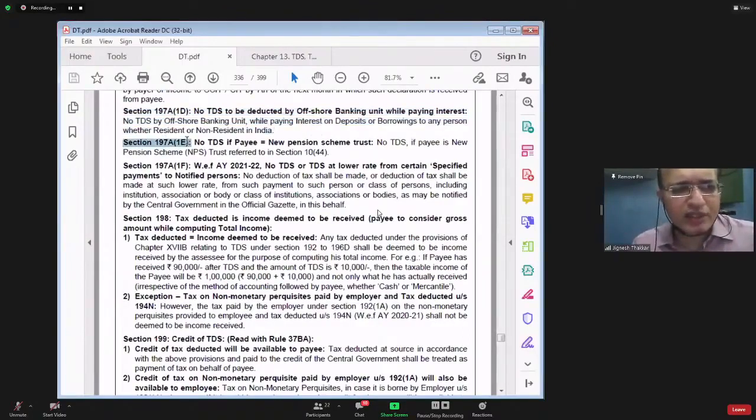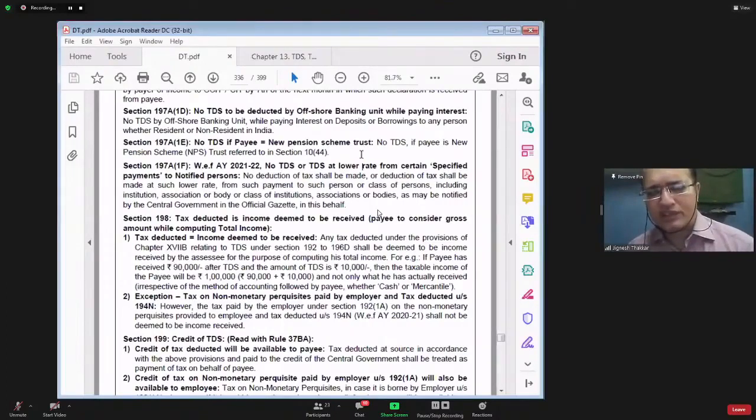Section 197A, subsection 1E: no TDS if the payee is a New Pension System, pension scheme trust. See, if you recollect the chapter of deduction, section 80CCD, new pension scheme, you are investing money in the pension scheme. In turn, that pension scheme trust will invest money in different avenues, na?